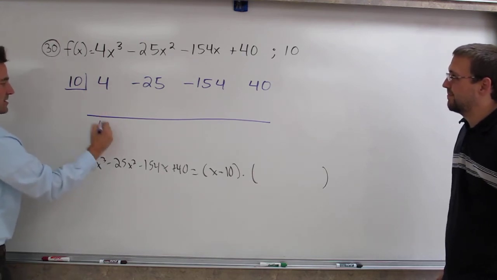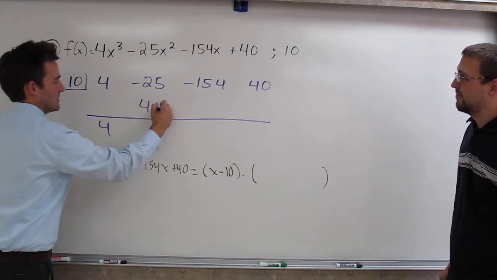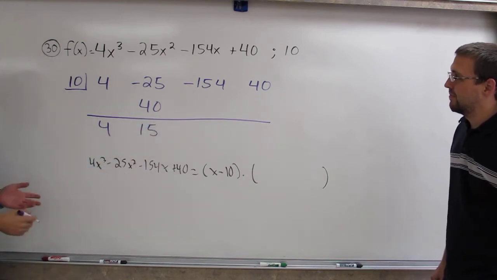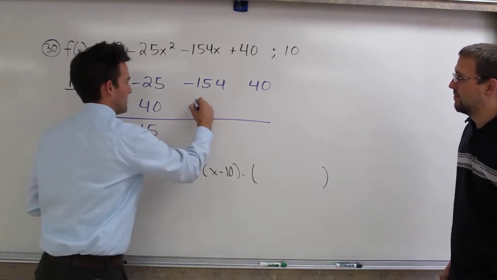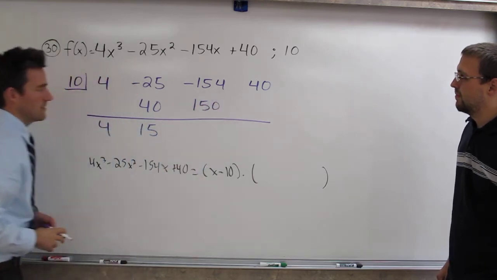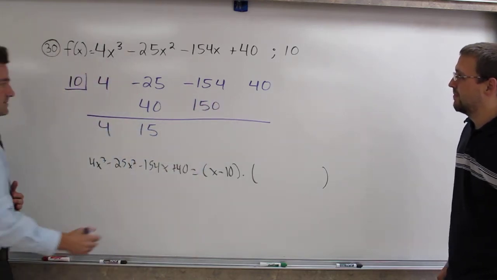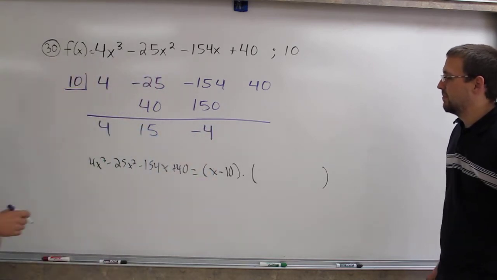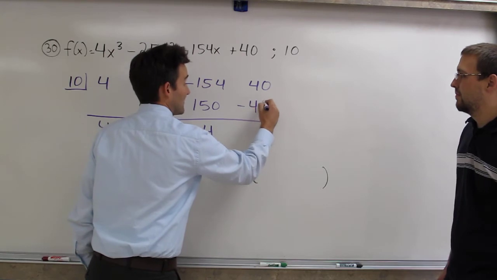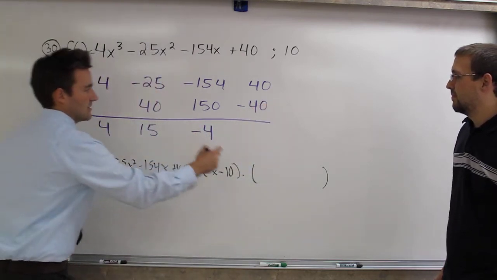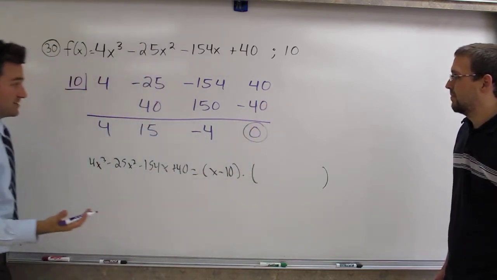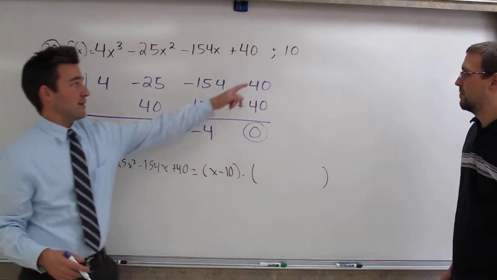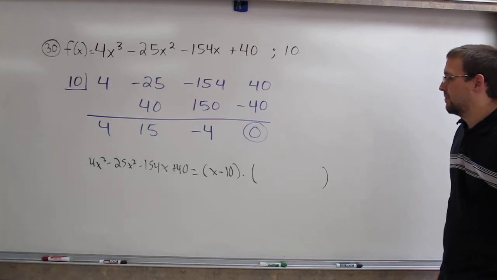Drop the 4 down. 4 times 10. And we're going to have positive 15. 15 times 10. Add those together. And finally, negative 4 times 10. And there's our 0. That's good. We just found out that 10 is a 0 of the function, which they told us 10 was a 0.